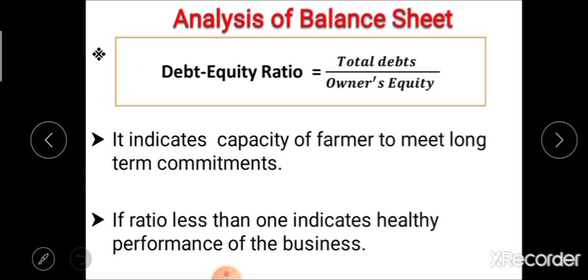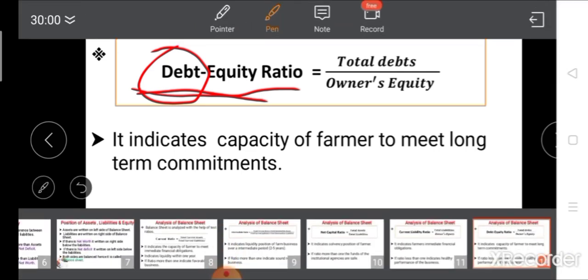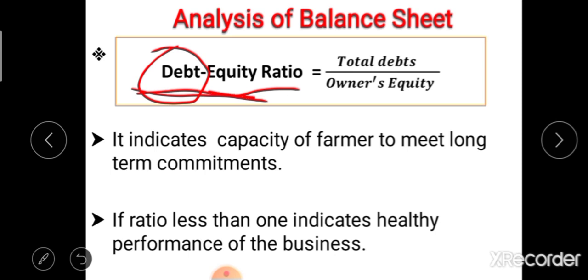After that, the next one is debt equity ratio. So debt equity ratio is equal to total debt divided by owner's equity. From its name you have to remember the formula of debt equity. Debt is the first word, so write total debt on the upper side, and equity is the second word, so write owner's equity on the lower side. So this is total debt upon owner's equity, that is debt equity ratio.